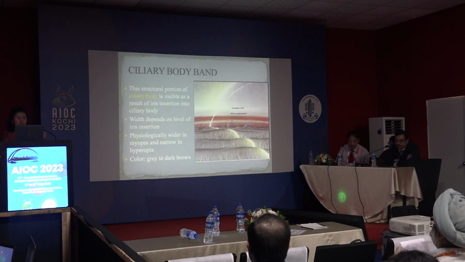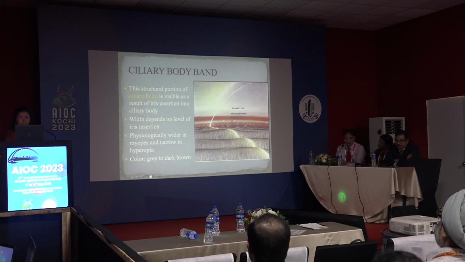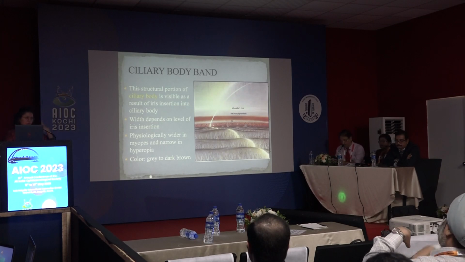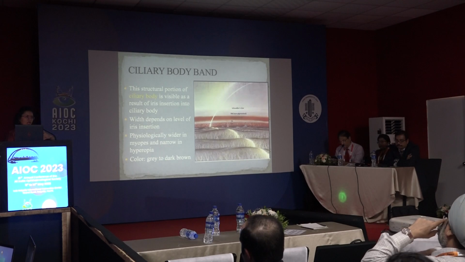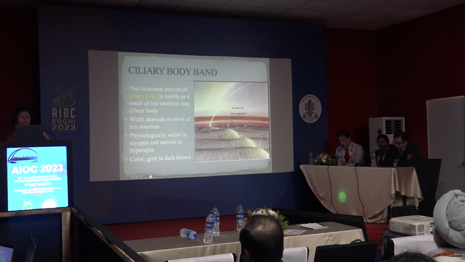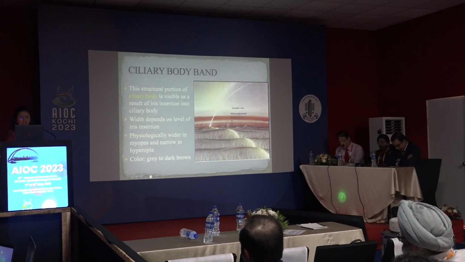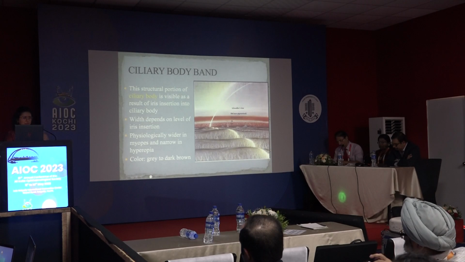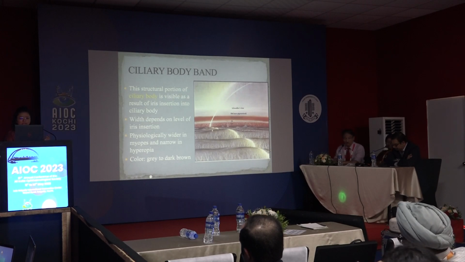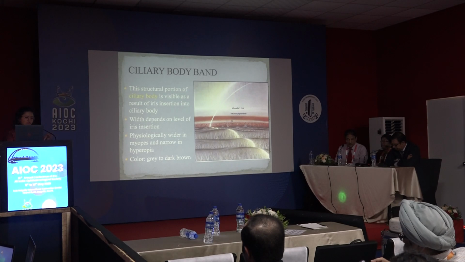The next structure that you should know is the ciliary body band. When we are doing gonioscopy, we are going from anterior to posterior. So the first thing you can see is the root of the iris. Then you can see the ciliary body band, which is dark brownish in our population. This ciliary body band is actually the result of insertion of the iris into the ciliary body. Physiologically, you should know that it is wider in myopes and narrower in hyperopes.